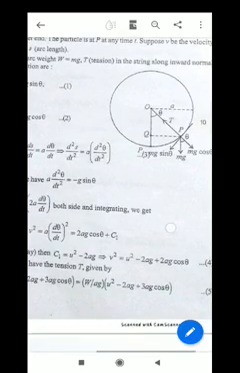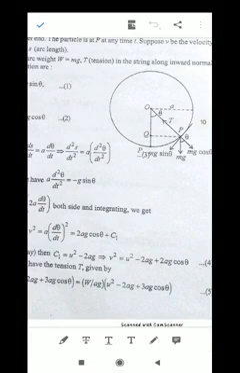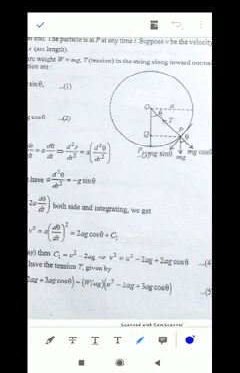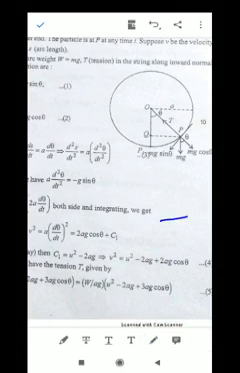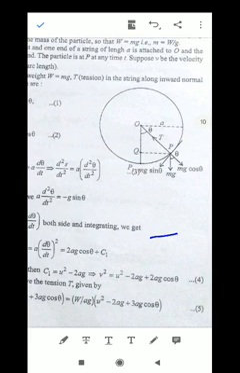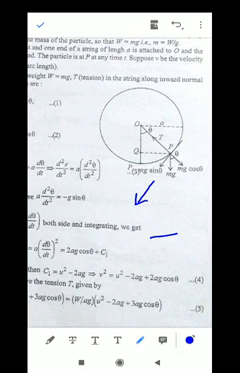From here we can see that the component of mg along the tangent is mg sin theta, and this is mg sin theta acting in the downward direction and the tangential direction is upward. So here we have taken the negative sign. Also we can say that the component is opposite to the direction of the motion. The particle is moving from P1 to P.